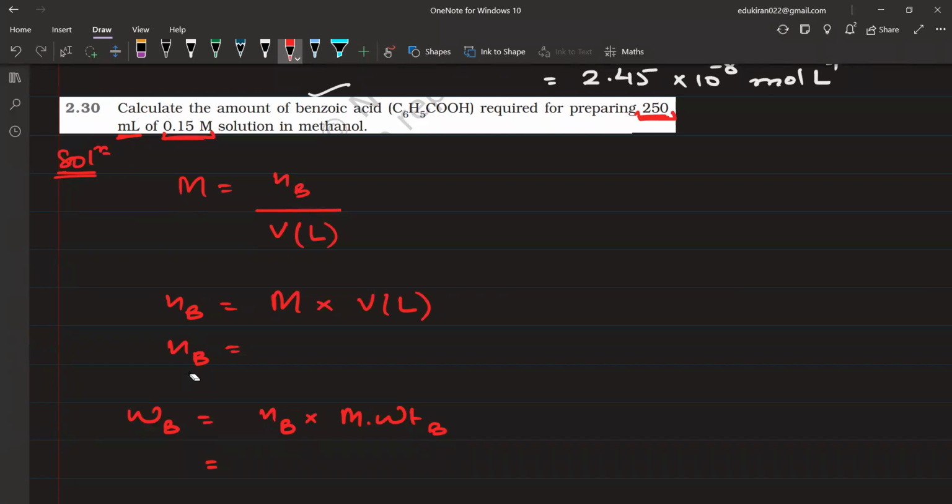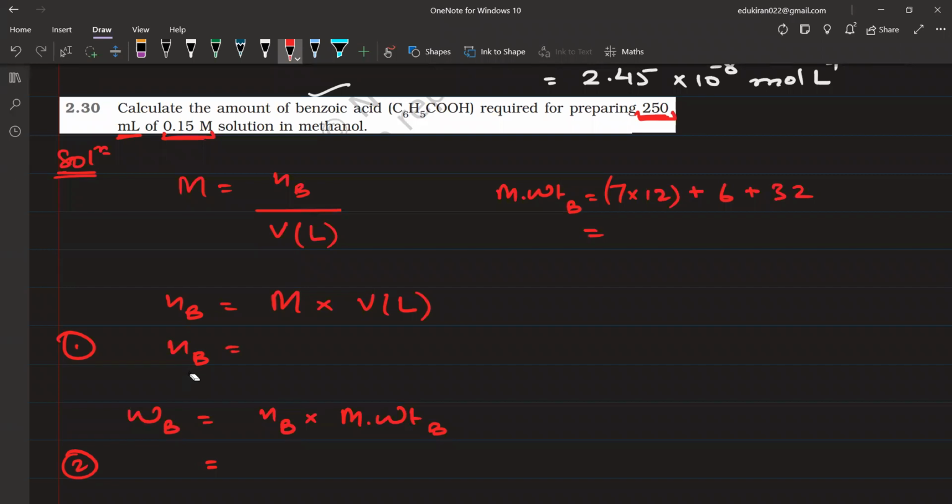चलिए. You have to calculate two things. First of all, number of moles and then the mass of benzoic acid. उससे पहले आपको क्या calculate करना है? The molar weight of benzoic acid. कितना हो जाएगा? So it will be 7 into 12 plus hydrogen 6, plus 6 plus 16, 32.